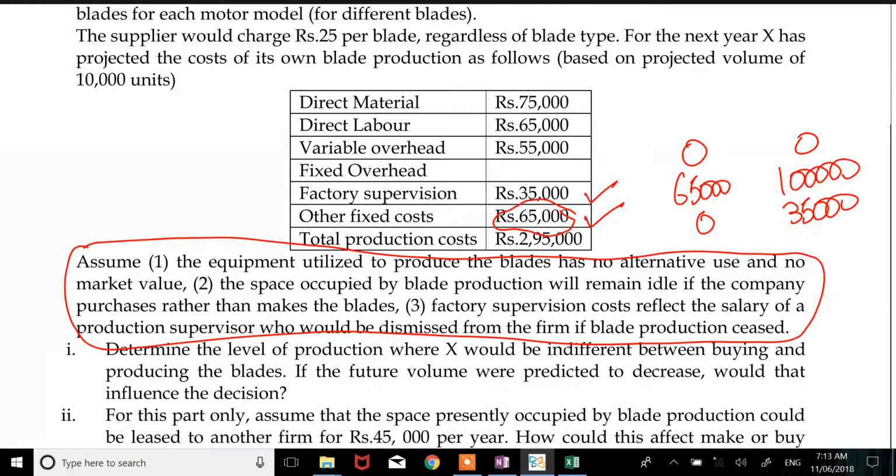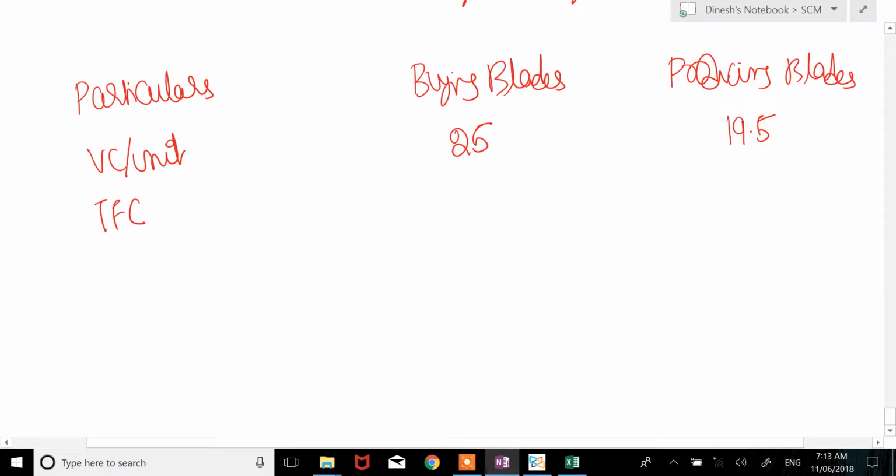We will write it as 0 and 35,000. When I buy, I don't incur anything. When I produce, only 35,000 is relevant. Balance 65 is of no use. That balance 65 doesn't even make sense. Now you apply the formula, that's all. Change in fixed cost by change in variable cost per unit. 0 and 35,000. That balance 65 is an irrelevant number. Let's not bring that into our analysis itself.